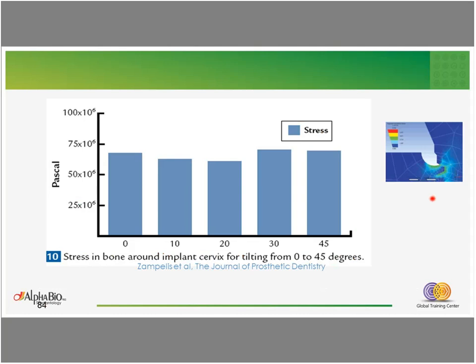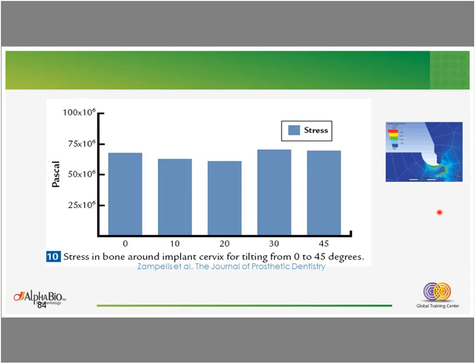This fact actually is not right when we talk about a single implant; it is a good conclusion only when we have splinted implants. So when we have splinted implants and we connect the restorations together, the stress on the cervical area with angulated implants is not actually increasing the stress in the bone around the implant cervix.